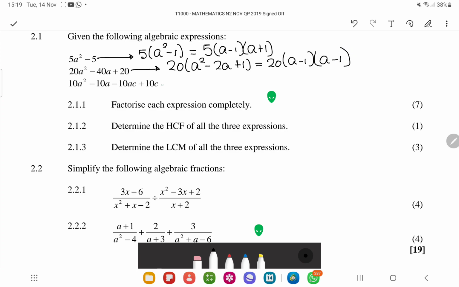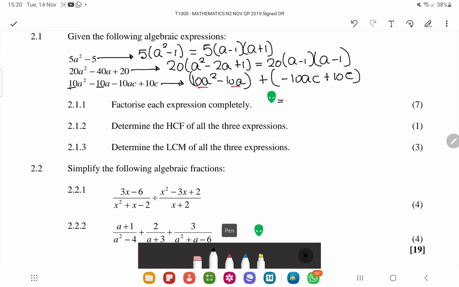For the third one, we can do two things. We can take the common factor of 10 everywhere, or we can group them. However, I'm going to group them. Remember, in grouping, you group according to the same base or the same variable. So I'm going to group the first two terms: 10a squared minus 10a. Make sure you have a plus to separate the two. Then negative 10ac plus 10c.